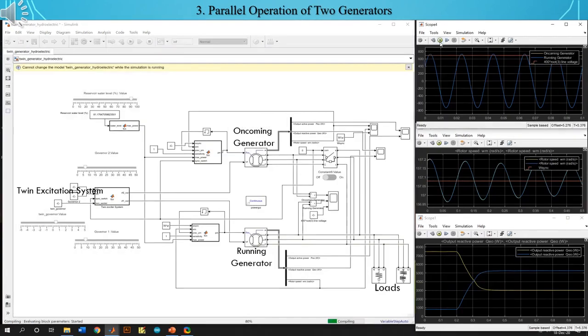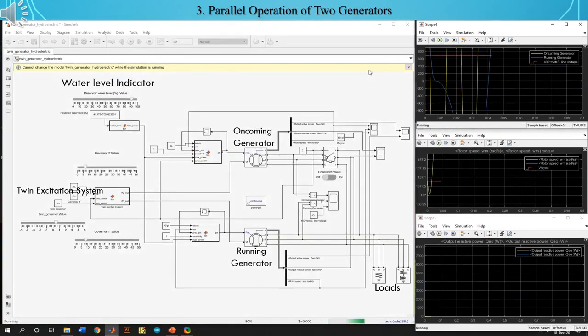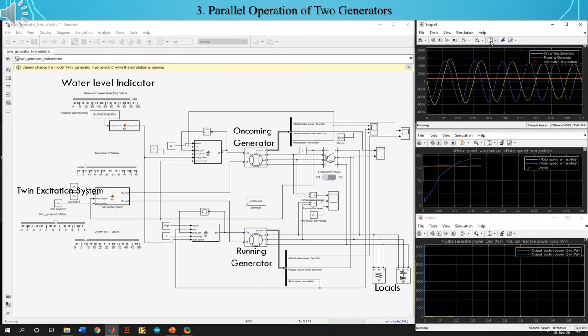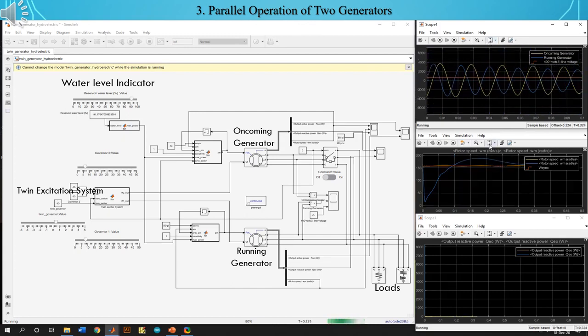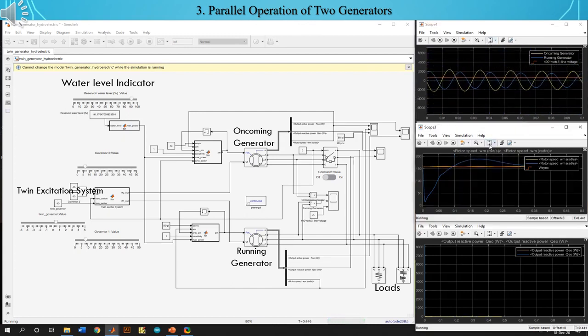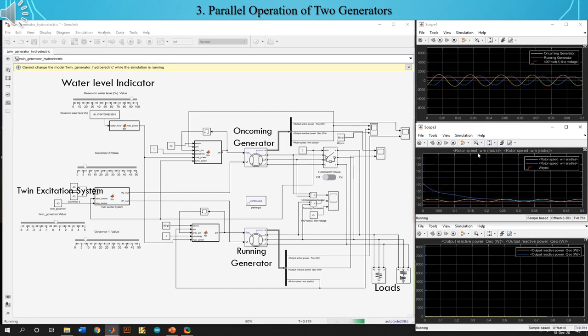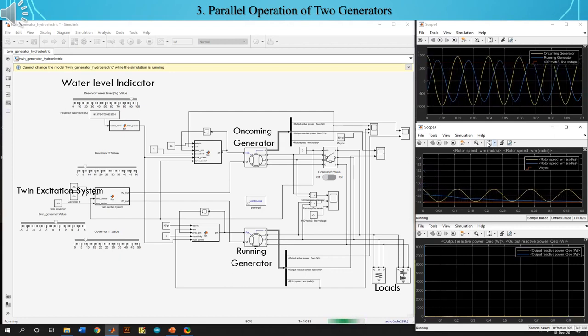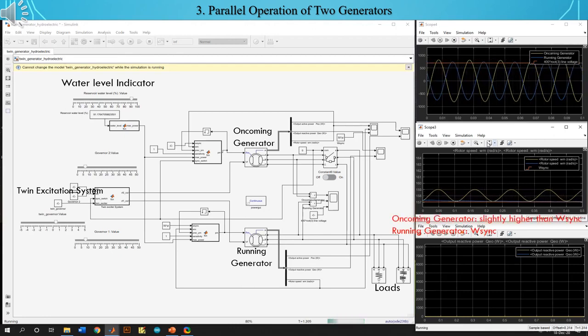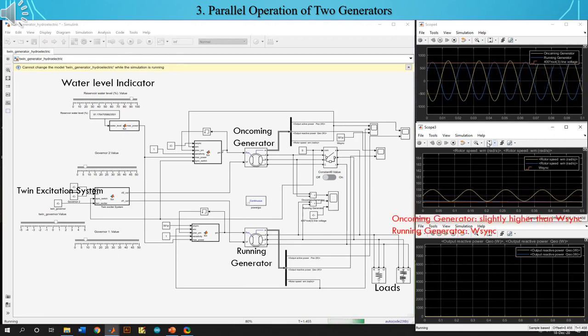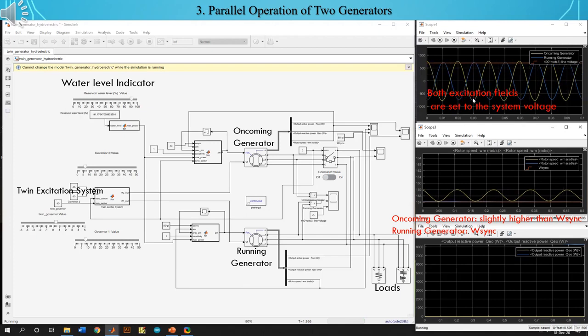In this simulation, we will discuss the parallel operation and power sharing between two hydroelectric generators, and the rest of the system is considered as a simple load. The system has a water level indicator that limits the maximum power output of the governor system. The oncoming generator is set to operate at a slightly higher speed, whereas the running generator operates at synchronous speed. Both field excitations are adjusted to provide the system voltage for both generators.